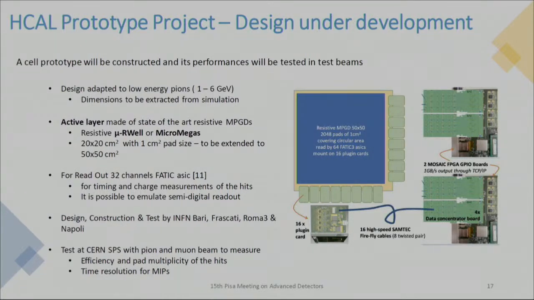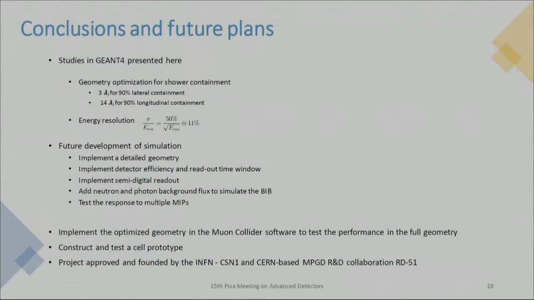The design, the construction, and the test come from the effort of several INFN sites: Bari, Frascati, Roma 3, and Napoli. And then the test will be performed at CERN SPS with the pion and the muon beam to get the efficiency and the time resolution.